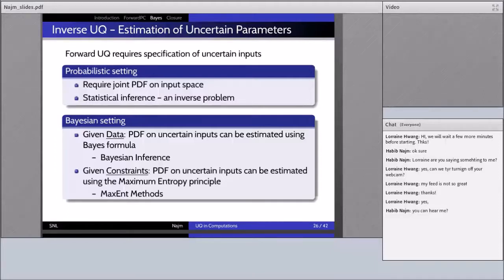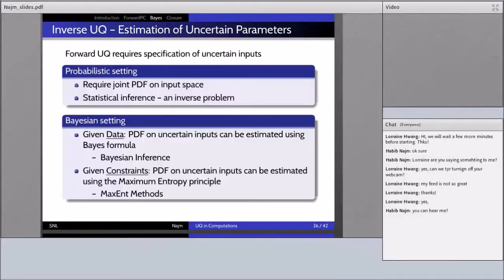We want to get a sense of uncertainty in the parameters. And so in this probabilistic setting, a very convenient and effective framework is a Bayesian framework. And I will talk specifically about Bayesian methods here. And so in a Bayesian context, if you have data, you can use Bayesian inference to get a PDF on the parameters that define the model that you try to fit the data with.